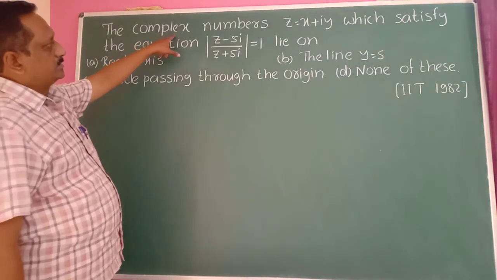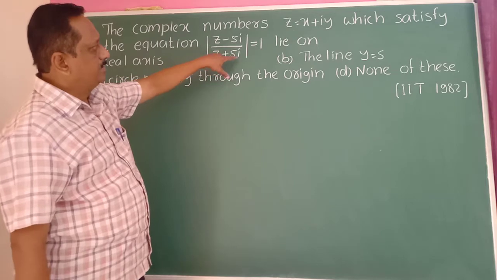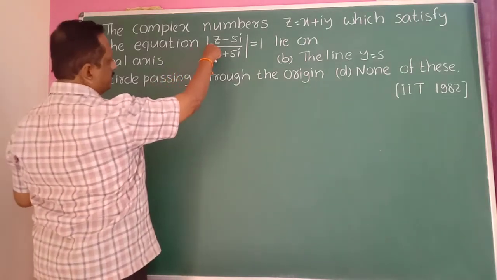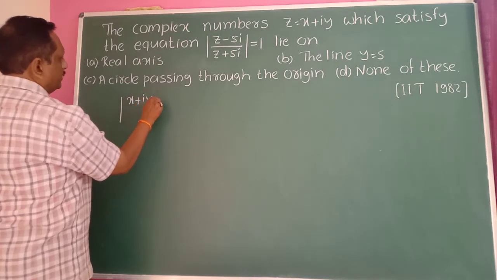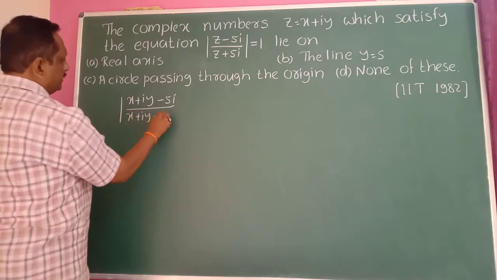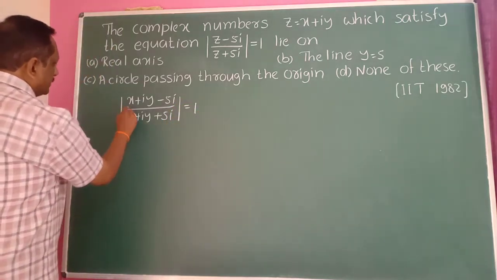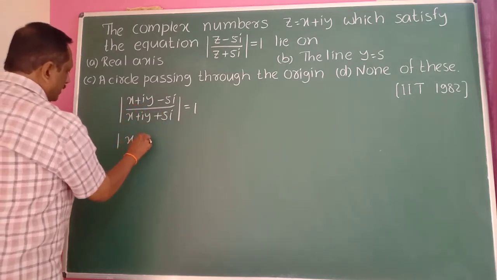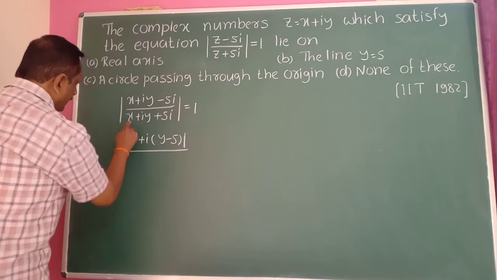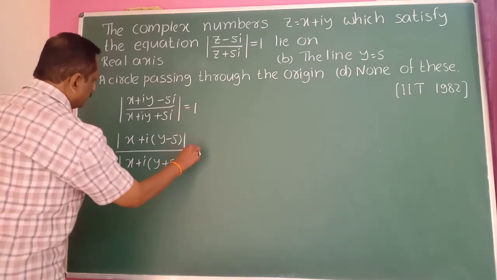The complex number z equal to x plus iy which satisfies the equation modulus of z minus 5i divided by z plus 5i is equal to 1 lies on, and 4 options are given. So here z is x plus iy. So modulus of x plus i(y minus 5) divided by modulus of x plus i(y plus 5) is equal to 1 here.